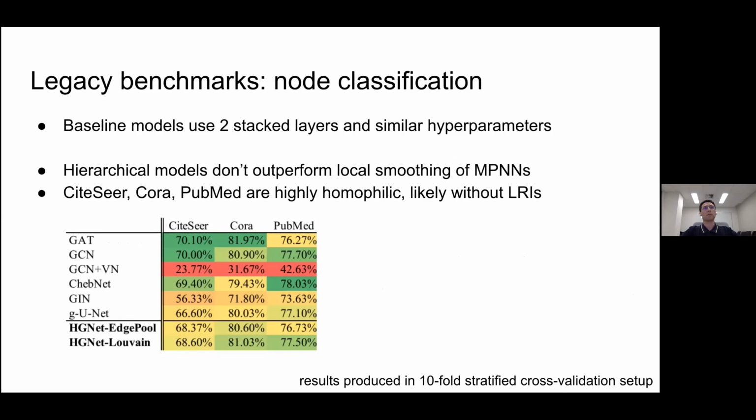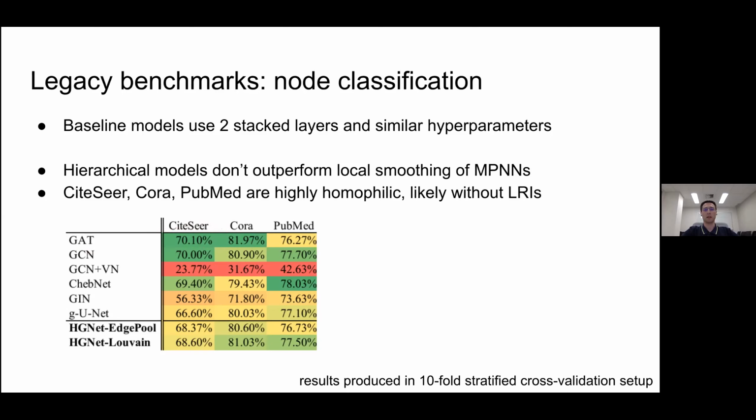Okay, so one of the standard benchmarks are these citation networks such as CiteSeer, Cora, and PubMed, and for that we used baselines: the graph attention model, graph convolutional network, HGNet, the graph isomorphism networks as well. And as you can see, the standard models with just 2 layers are kind of hard to beat. And this is not surprising because these citation networks are notorious for having really high homophily.